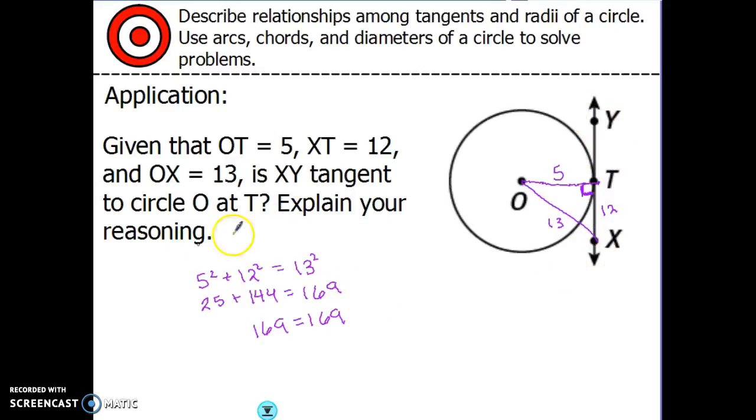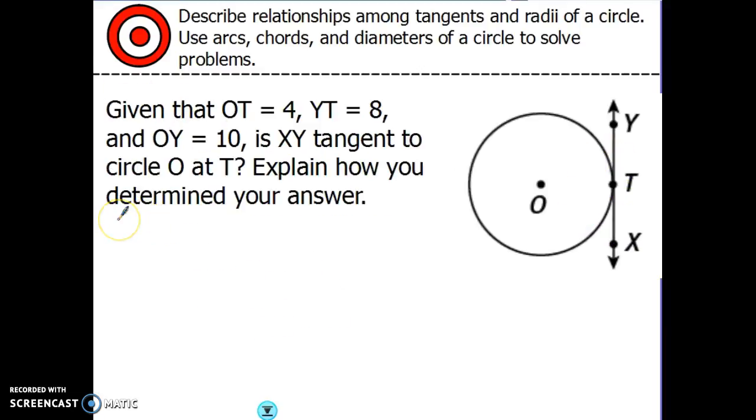Okay, so under the explain your reasoning, that's exactly what you would write out. You know, the Pythagorean theorem shows that this is a right triangle. Since it's a right triangle, it means the radius OT is perpendicular to the line XY, which makes XY tangent.